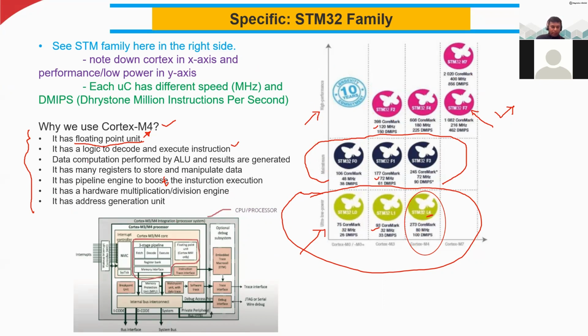Okay, so as I mentioned, here there are 3-stage pipelines. Here you can see how the pipeline is working: fetch, decode, execution, these are going in parallel. And this one has a floating point unit, as I said. This is mainly available in M3 and M4 cores. So here you can see the M3 and M4 cores.